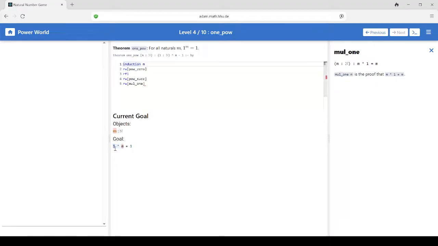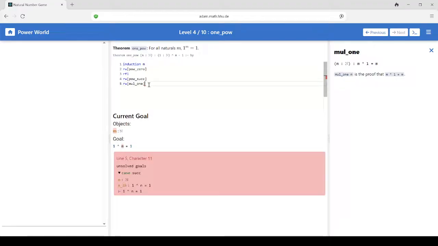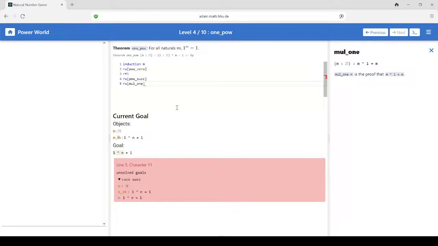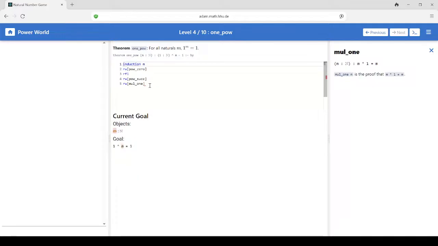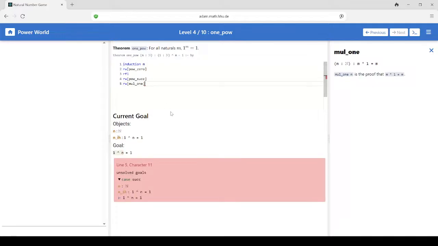Wait, my goal at the beginning was 1 to the power of m equals 1, and now it's 1 to the power of n equals 1. We've come full circle. Gosh dang it. That's not very helpful. We just have a different letter, but it's the exact same thing. So what are we supposed to do? How do you prove that 1 to the power of anything?